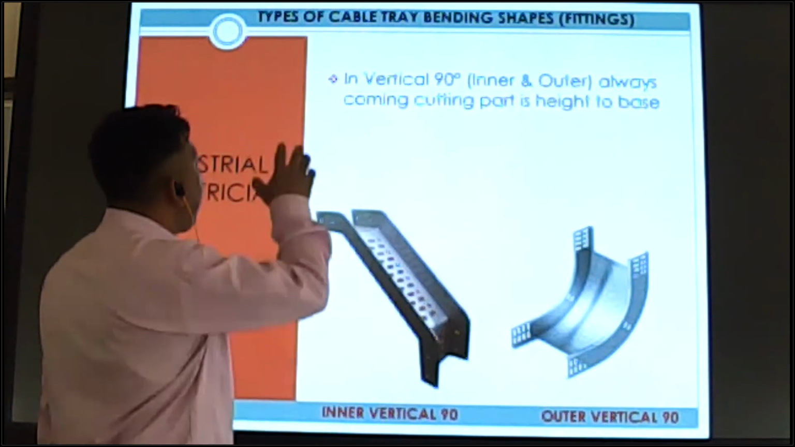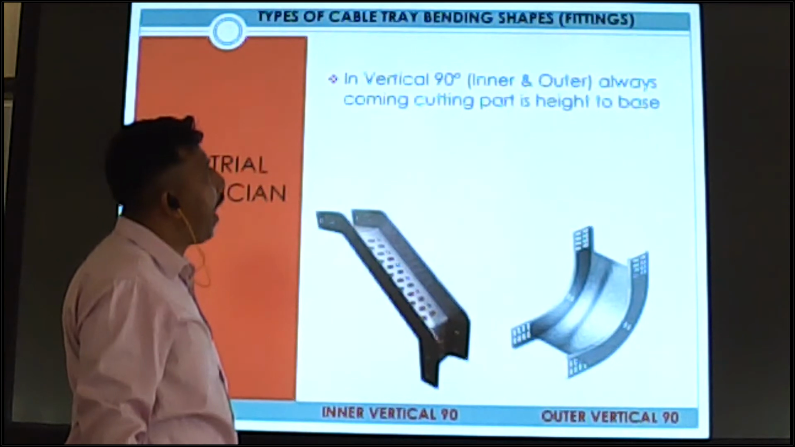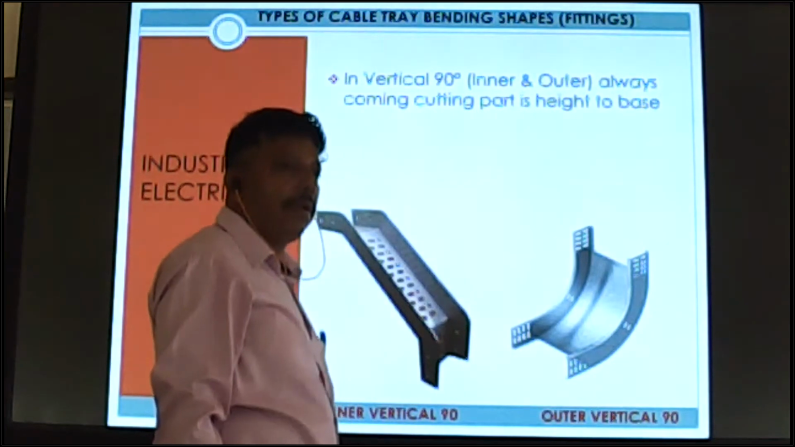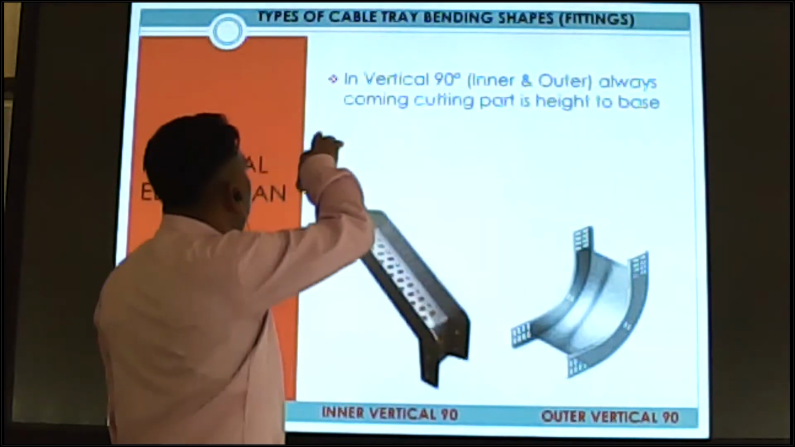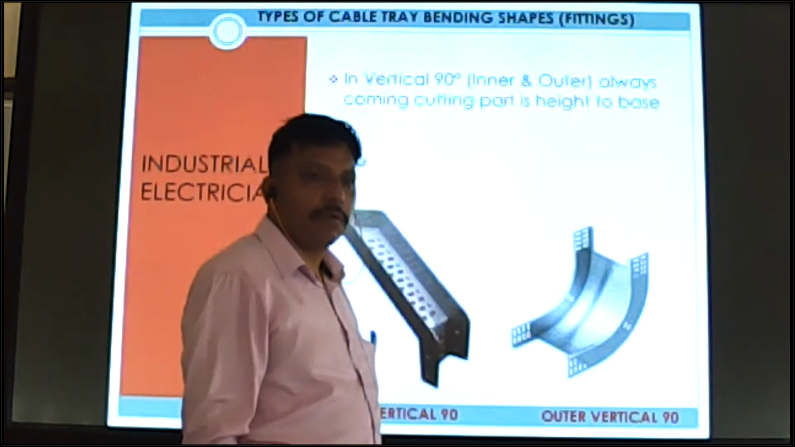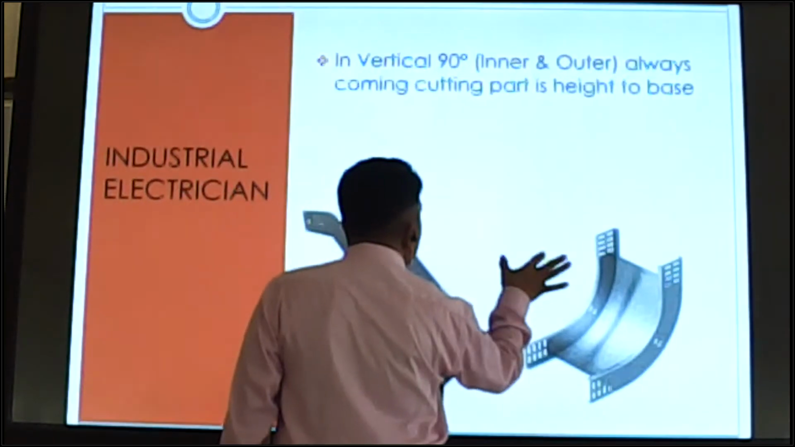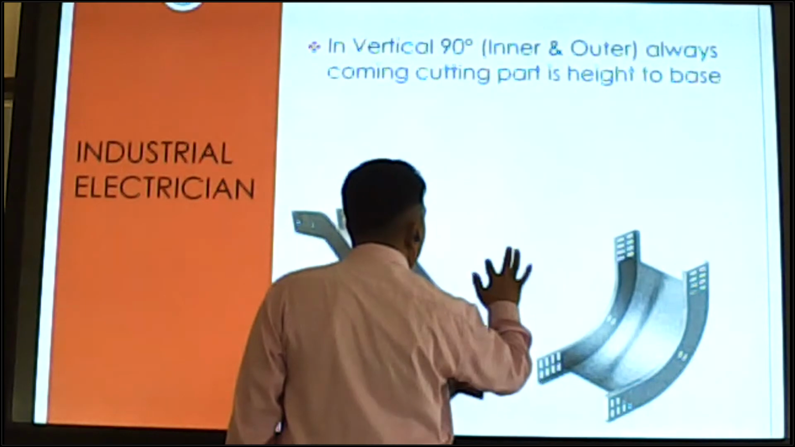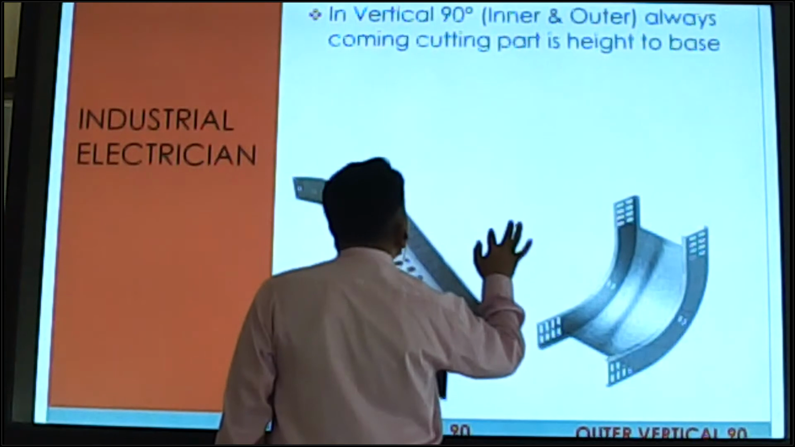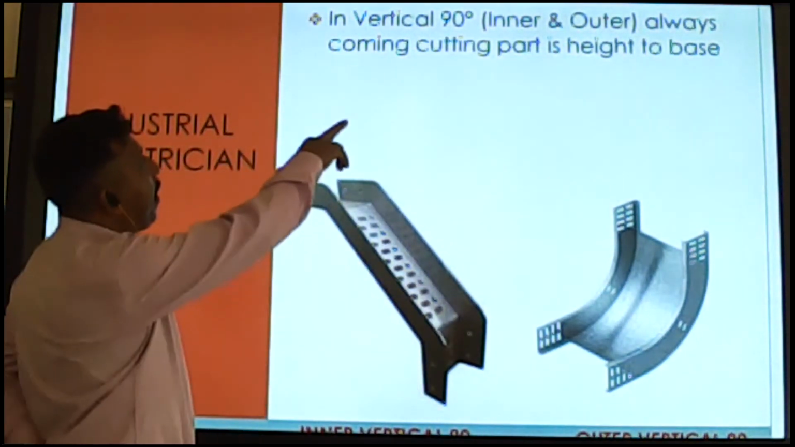Inner vertical 90 and outer. In vertical 90, inner and outer. So we have another type of 90 also. This is horizontal 90. Now vertical 90. Vertical 90 is of two types, inner and outer. Okay.